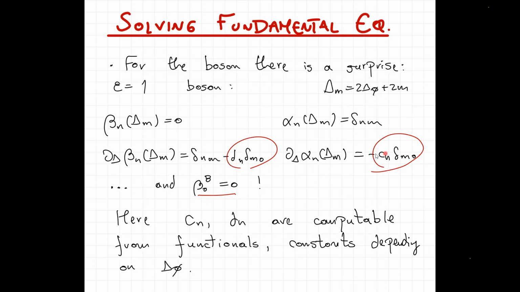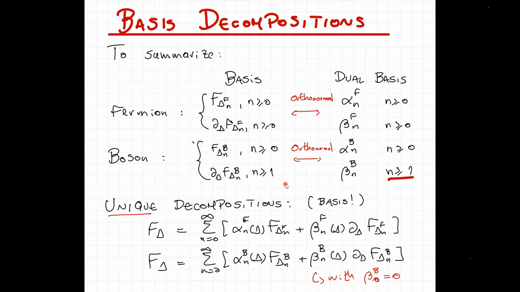So this d n and c n are just computable from the equation, and you find that there's no beta zero. So maybe you should be worried about this. Does this mean that this procedure does not make sense? What is going on? I will get back to that issue in a moment.